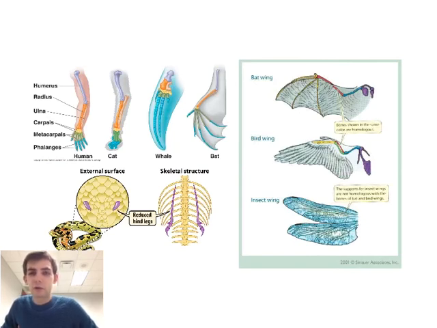Again, make sure you can define those terms, homologous, analogous, and vestigial structures, and can just quickly give me some examples of the different evidence for evolution.